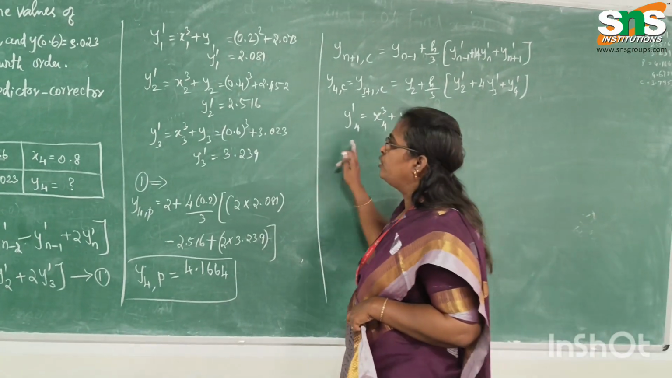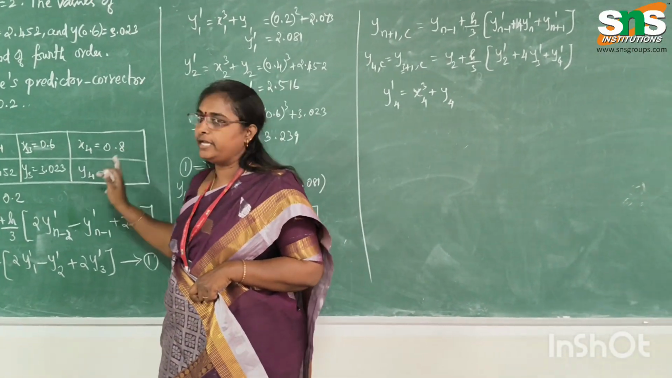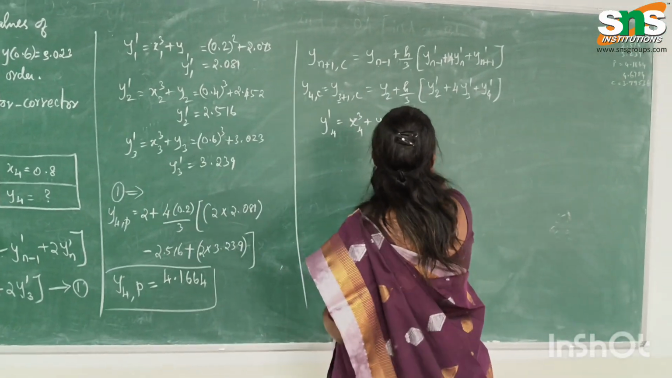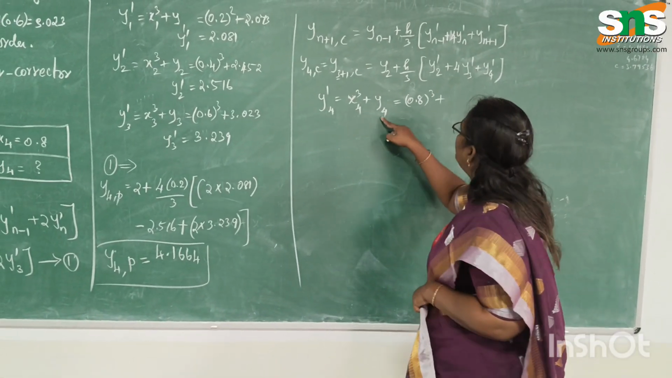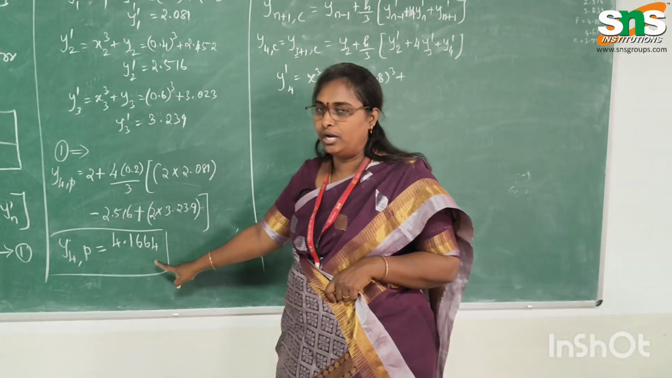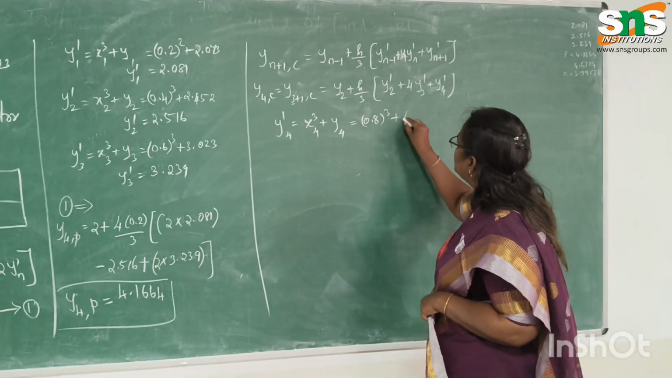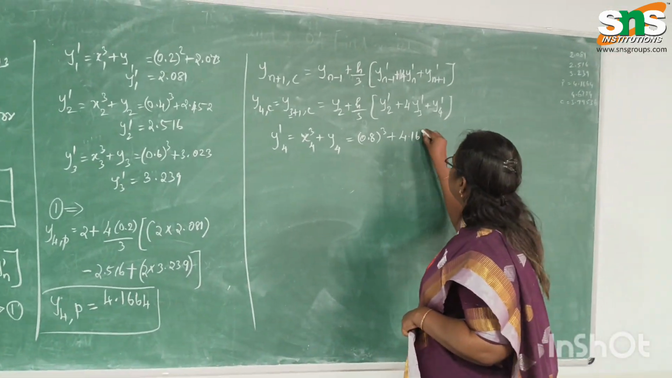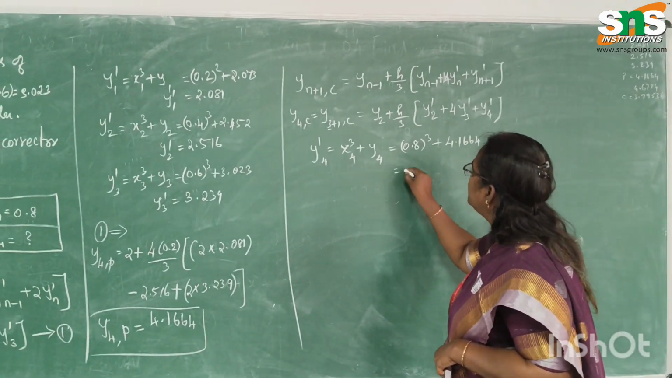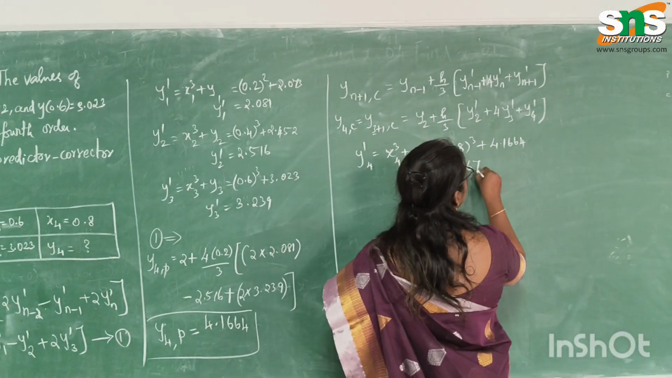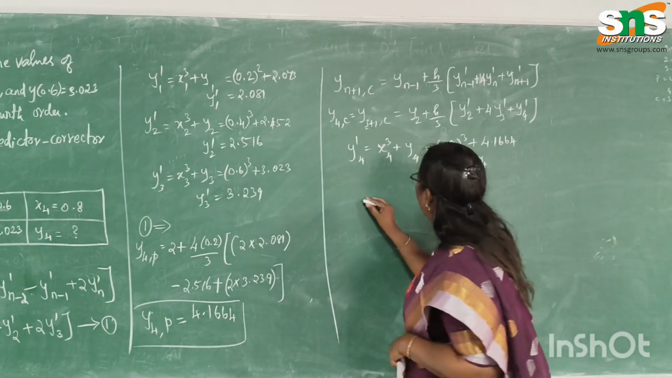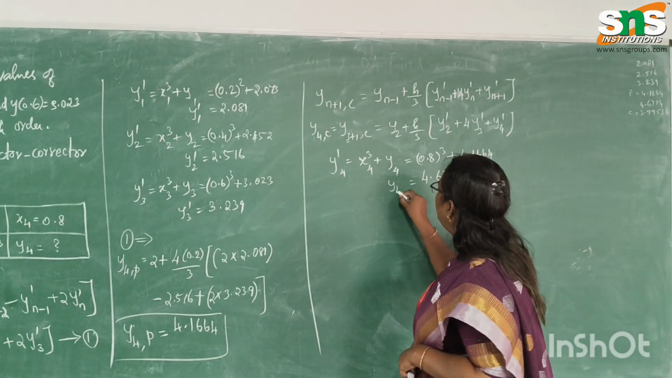So x4 is 0.8. That value I am going to replace here. So 0.8 to the power 3 plus y4. Y4 means the predicted value only we are going to replace. That value is 4.1664. Substituting all those values we get 4.6784, and we got the y4 dash value.